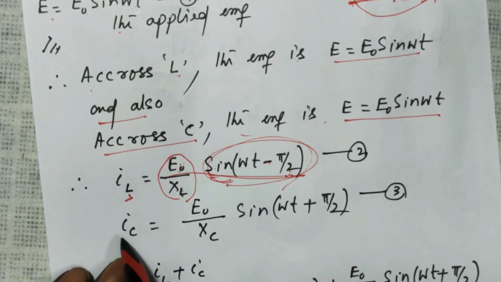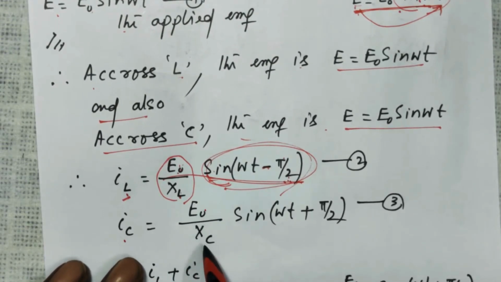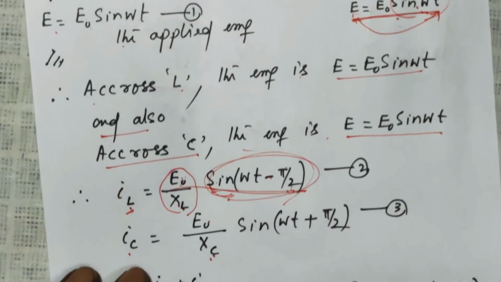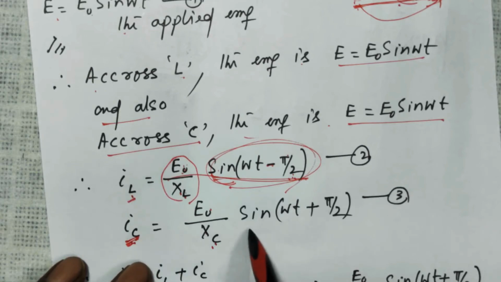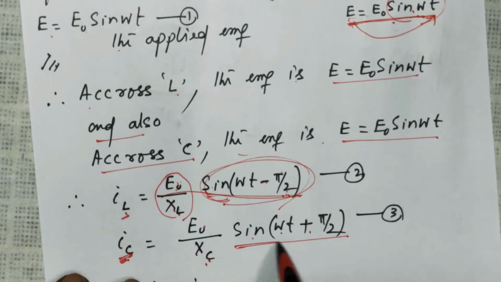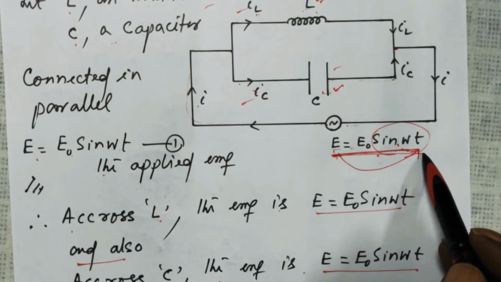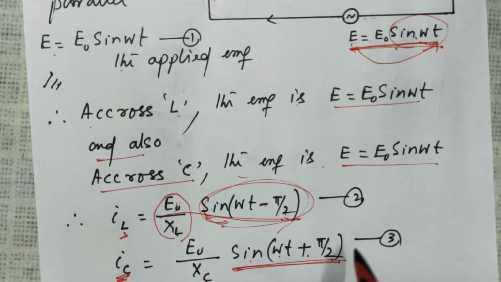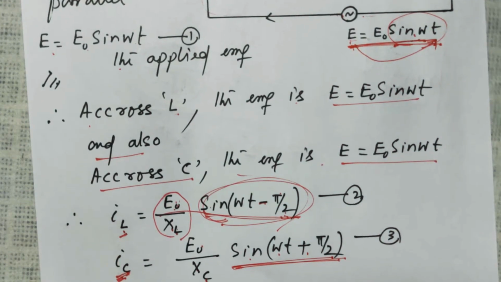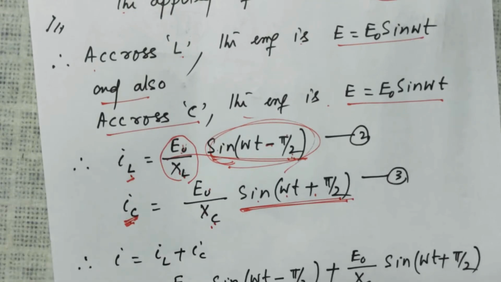Similarly, the current through the capacitor will be voltage by resistance. This is the resistance of the capacitor, that is equal to 1 by omega C. This is the resistance suffered by the inductor, that is omega L. And for a capacitor, the current was ahead, so the sine function has to be written as sin omega t plus pi by 2. So if you compare this with the applied EMF, this is ahead by a phase angle of pi by 2, and these derivations I have done for you before.